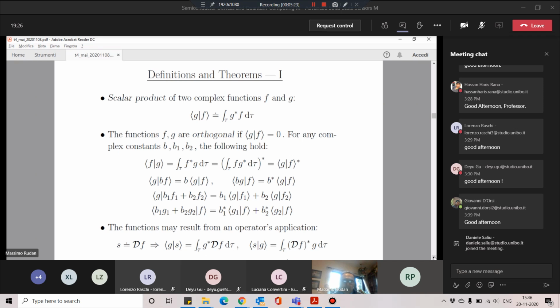If you take any complex constant b, and before carrying out the scalar product, you multiply f by b, of course, b is a constant, so it goes out of the integral, and you get b times the scalar product. Instead, if you place b attached to g, you remember that what stays on the left takes the asterisk. So you obtain b star multiplying g scalar f.